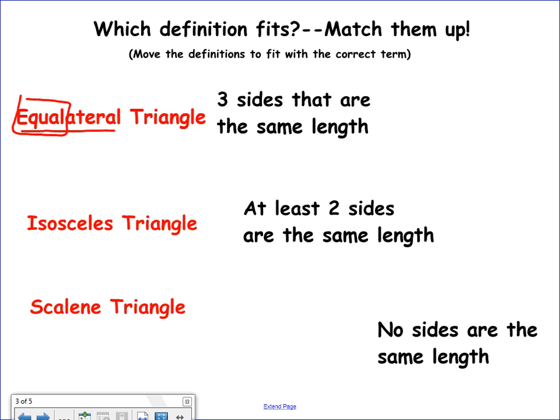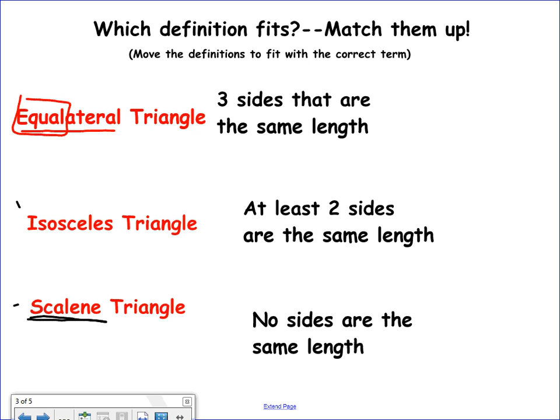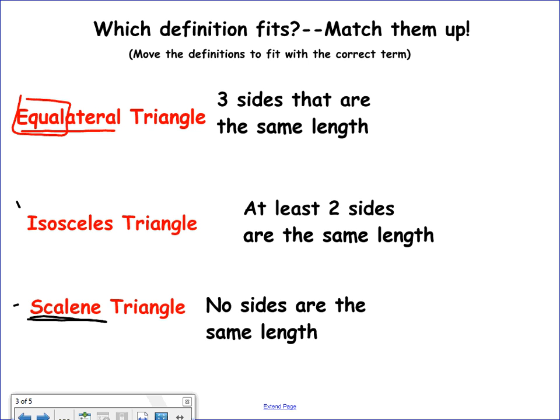An isosceles triangle, this one's a little trickier, so we're going to skip this one for now. We're going to jump to the scalene triangle. Scalene means all of the sides are different. That means all the angles are different. But remember, when you add up all the angles in a triangle, that equals 180 degrees. No matter what kind of triangle it is, all three angles will always add up to 180.